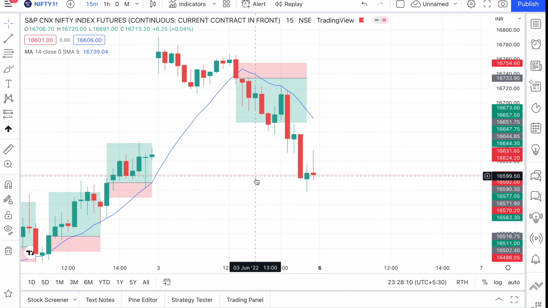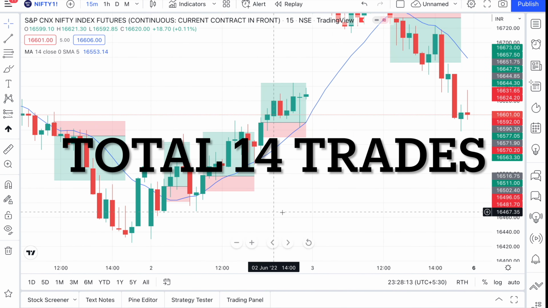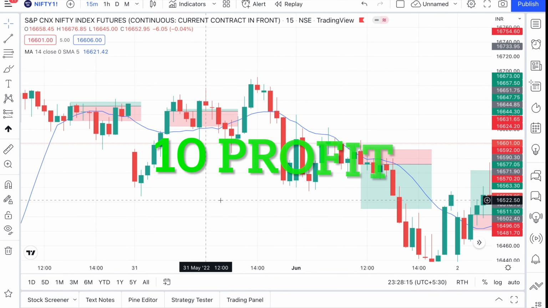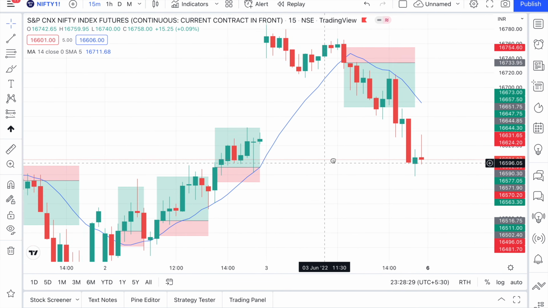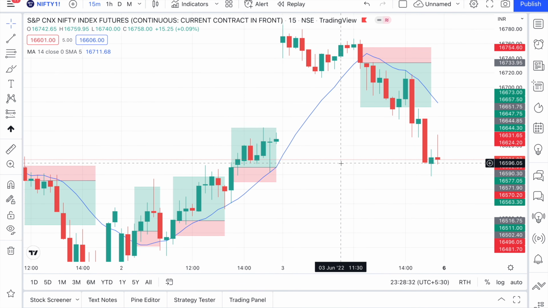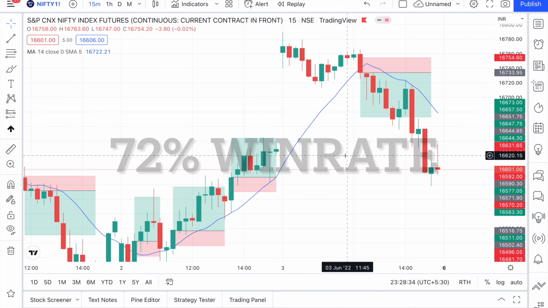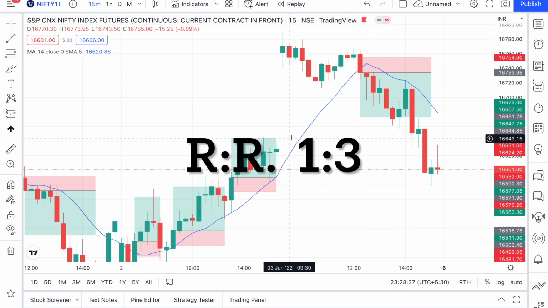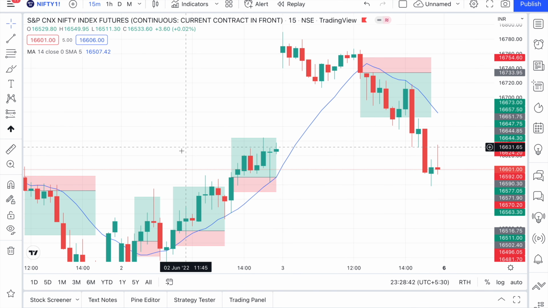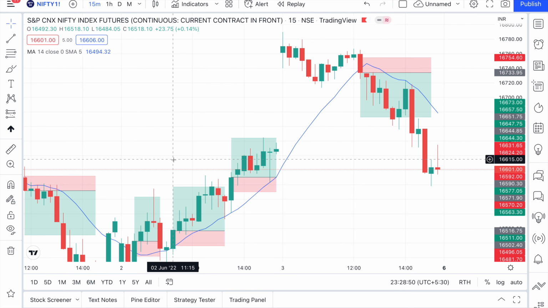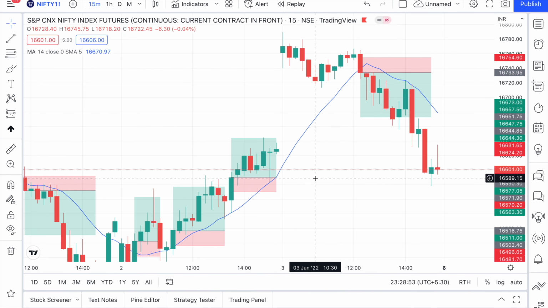In our 10 days of backtesting, we have taken 14 trades, out of which 10 are profit and 4 are losses, which gives us an astonishing win rate of 72% with a risk to reward of 1:3. Which means with using this risk to reward ratio, in order to actually lose money, your win rate needs to be below 25%. Now what I mean to say is, forget the win rate.